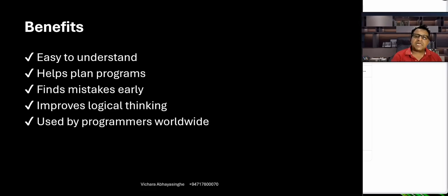This is the basic component to create a program. So programmers use flowcharts to understand how it works. This is not the only tool, this is one of the tools we use to understand the program, but this is the easiest and the simplest.